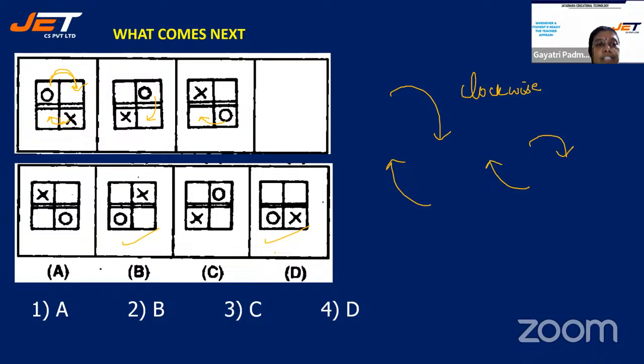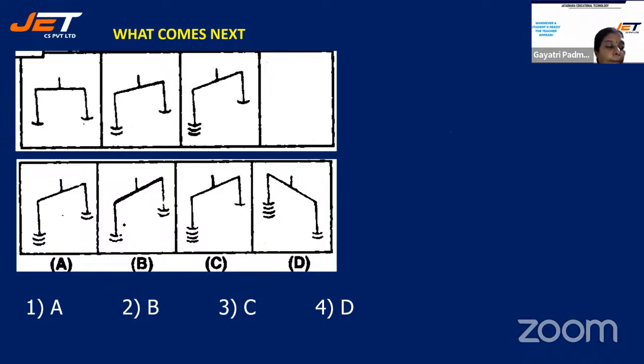All right. So the next one, it is here. So the next figure, it should be here, isn't it? Right. So where do you have the X here? Exactly. So your option B only should be the correct answer. Let's check. Yes, this is the correct answer. All right. Let's see the next question.